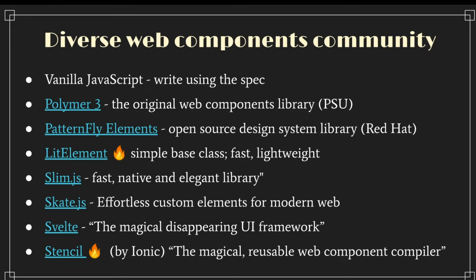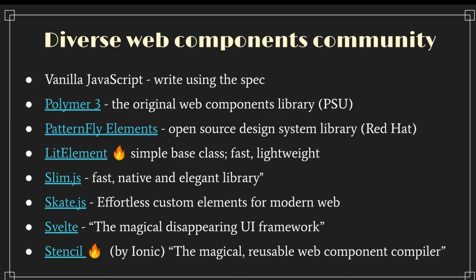So these are just some different ones, and our notes are out there. The slides, we tweeted them out already. These actually link to the different projects. But these are just a couple of the different element libraries that you can use to build elements on top of if you don't want to just write directly to the spec. So there's Polymer 3, Patternfly, maybe you've heard of it up here, Lit Element, Slim.js, Skate.js, Svelte, Stencil.